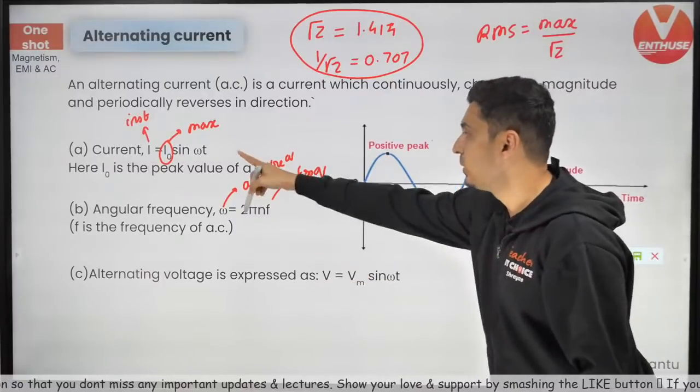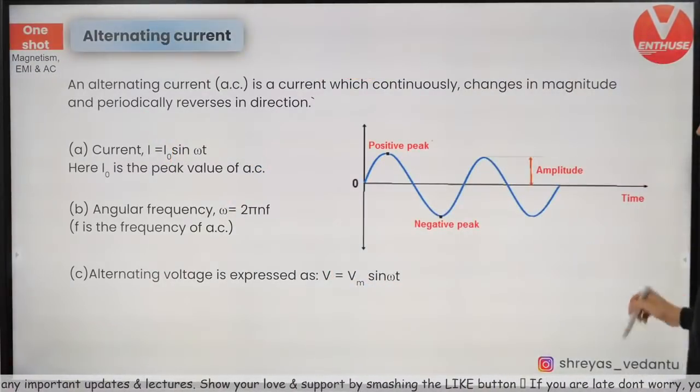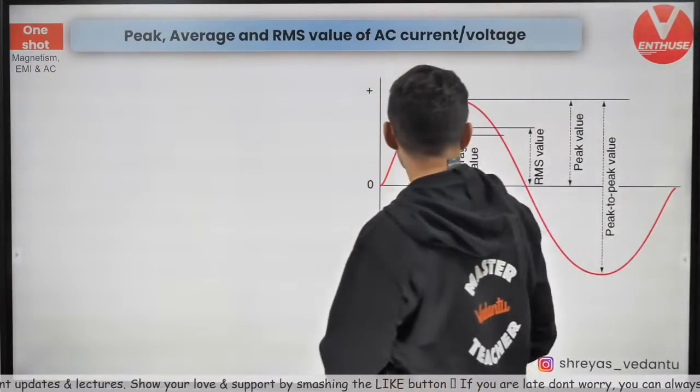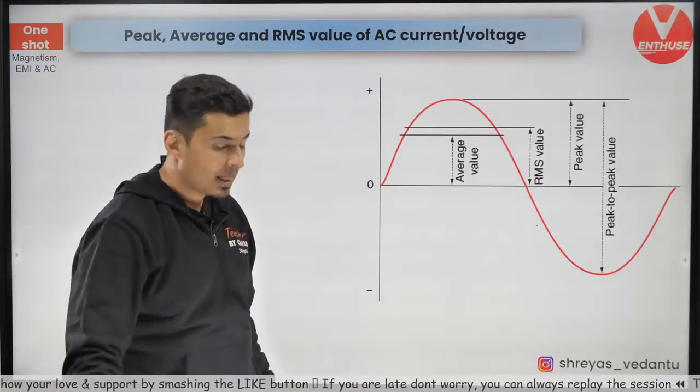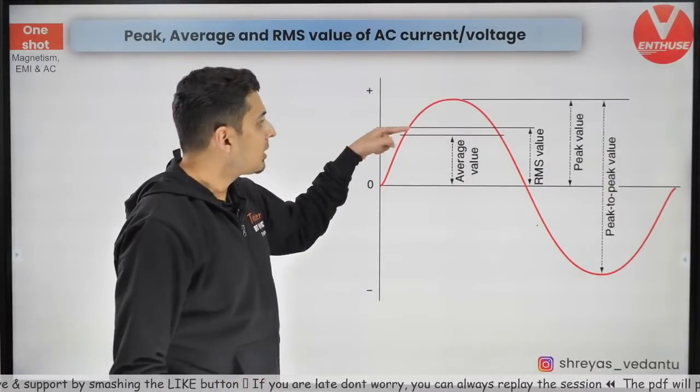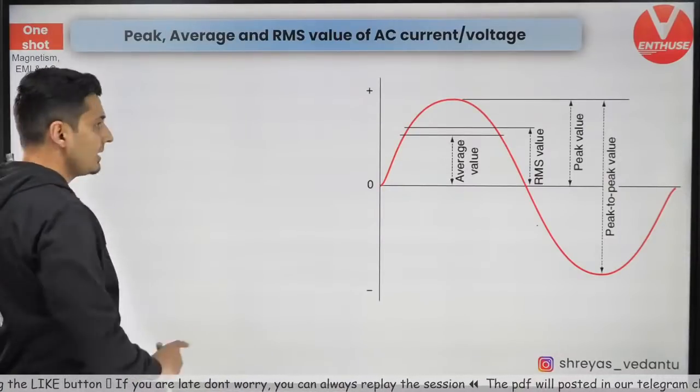Okay, same thing for voltage. Instead of current, you put voltage. This is maximum voltage. Sine or cosine, that really doesn't matter. Okay, so I have put up all these things. Now remember one thing, whenever you talk about RMS value, it will be here. The average value, a lot of students get confused.